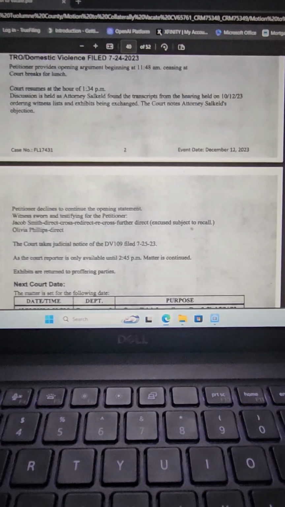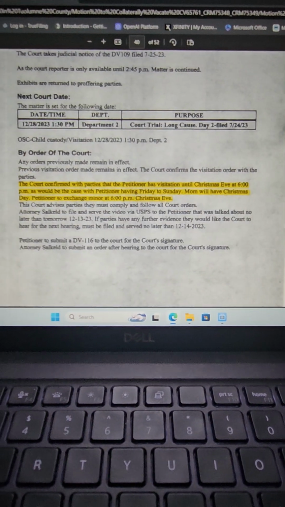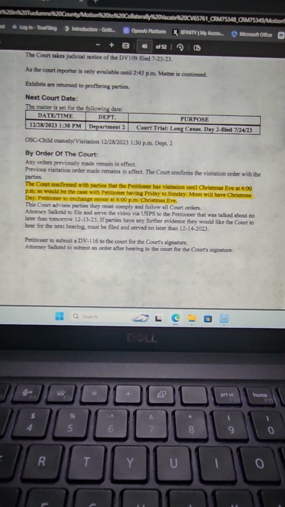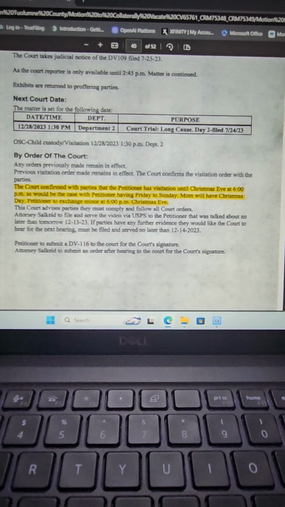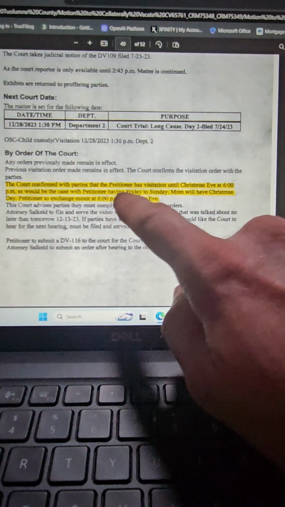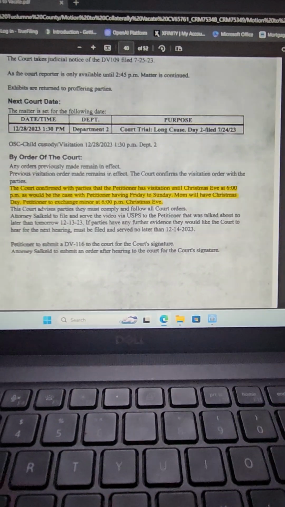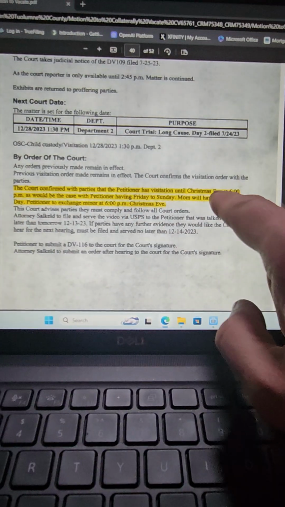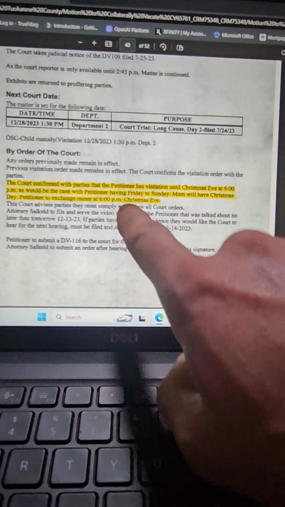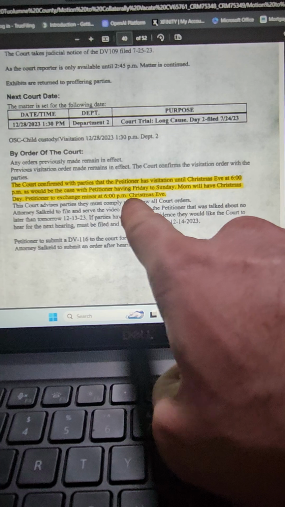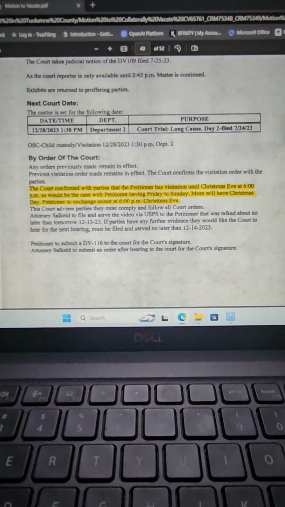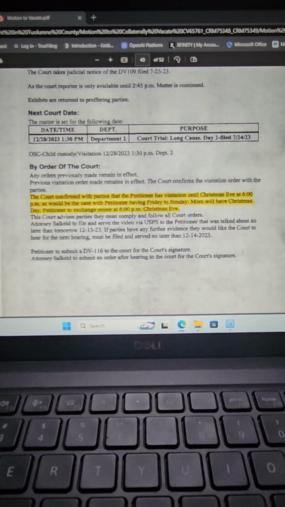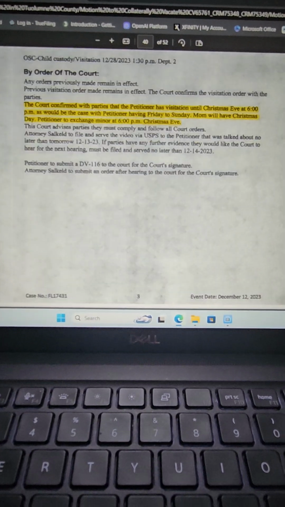So then get this. We go further down. So right here, Julie tried to claim that I was a Jehovah's Witness and that I shouldn't get my Christmas Eve visitation, which is another violation of the First Amendment because that's freedom of religion, right? The court confirms with parties that the petitioner has visitation on Christmas Eve till 6 p.m. Now, I was supposed to get him overnight. They took away my overnight Christmas Eve, which I get every year, because of the claim that I was a Jehovah's Witness. They just violated my religion, even though that isn't even my religion. It was a lie. It wasn't even true.